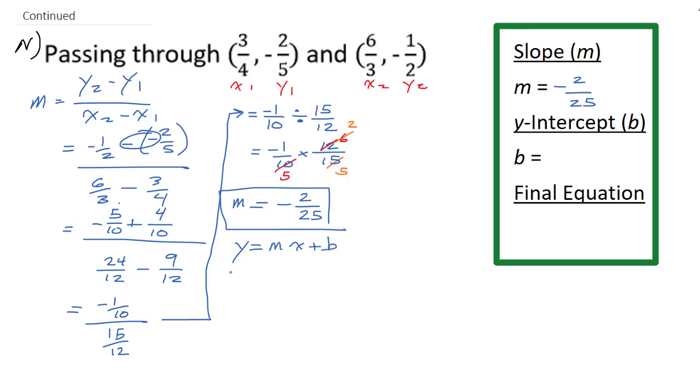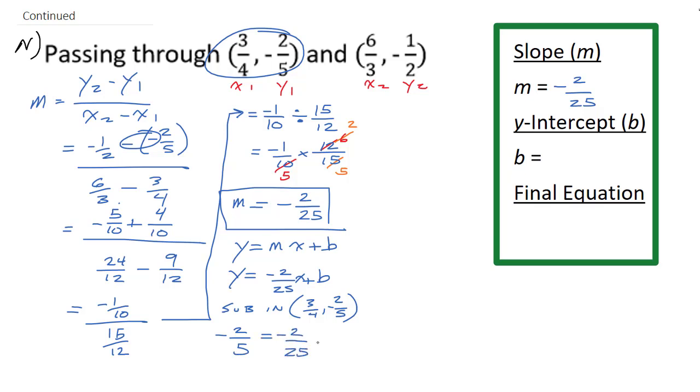All right, so there's my equation. Let's replace the M with negative 2 over 25 plus B. Oops, I forgot the X. And let's pick a point to sub in. Now, it's up to us. Do we want to do this one or do we want to do that one? It really doesn't matter. I'm going to go with the first point. All right, so we're going to substitute in 3/4 and negative 2/5, right? So let's sub that in here. So y is going to be negative 2/5 equals negative 2 over 25 times 3/4 plus b.